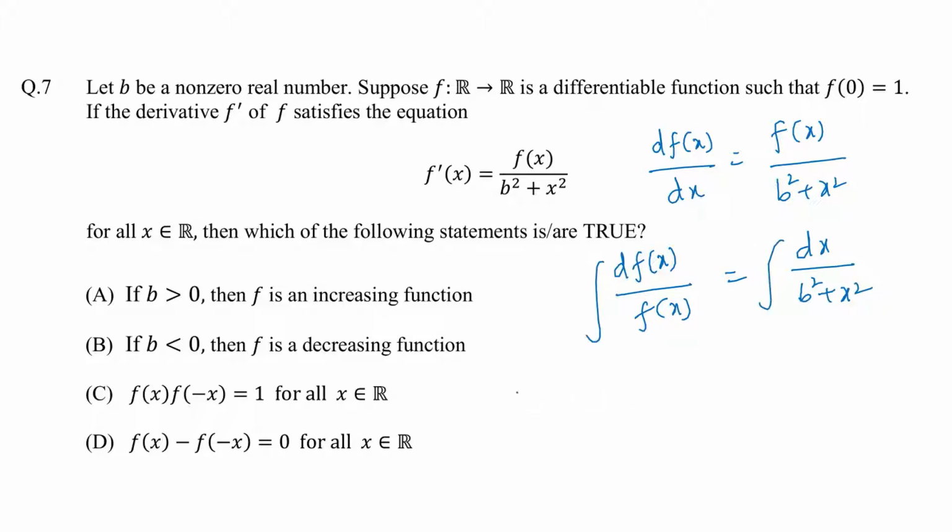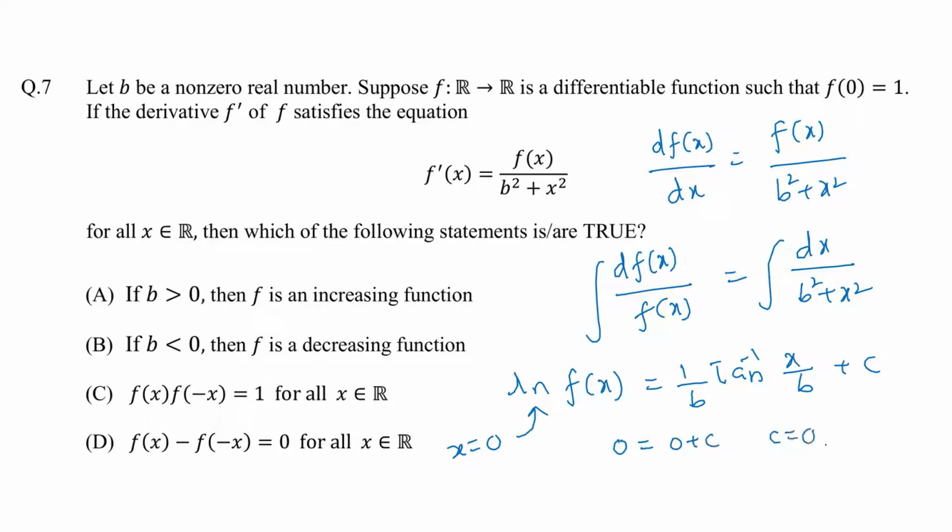So integrate both sides. On the left hand side, we are going to get ln f(x), and this is going to be equal to 1 upon b tan inverse of x upon b plus integral constant c. Here, if I substitute x equal to 0, we get ln f(0), but they have already given the value of f(0) equal to 1. So on the left hand side, it will become 0. On the right hand side, we get 0 plus c, which makes the value of c equal to 0, right?